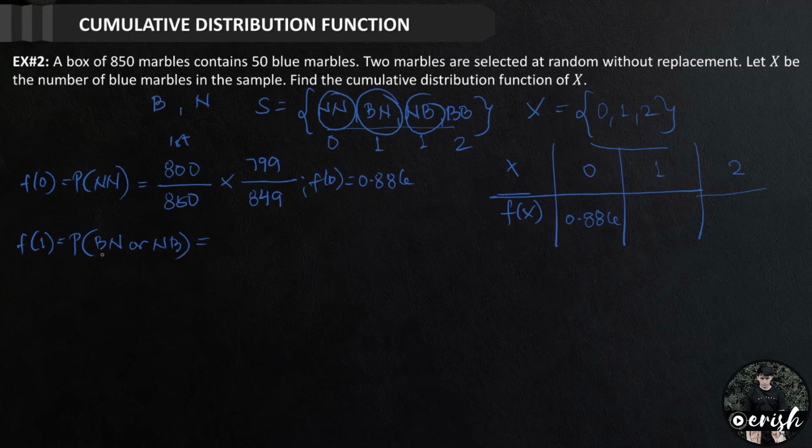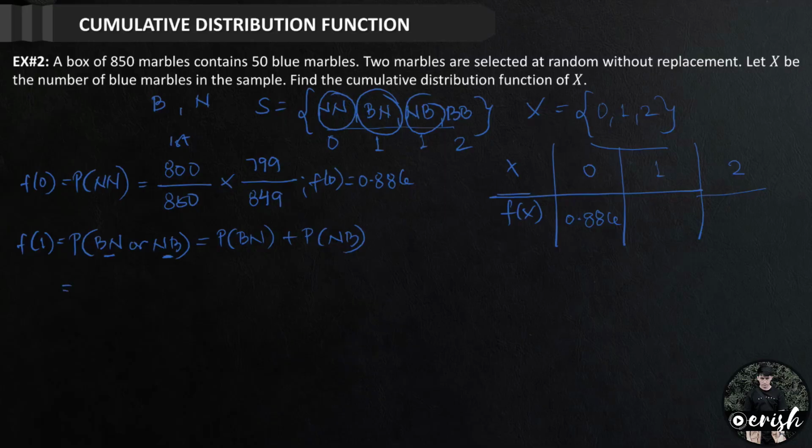For the Bn and NB cases, we will use the multiplication rule. And since we have "or", because there are 2 possibilities, Bn or NB, we add their probabilities. So for Bn first, this is the probability of Bn plus the probability of NB. Let's put that here.